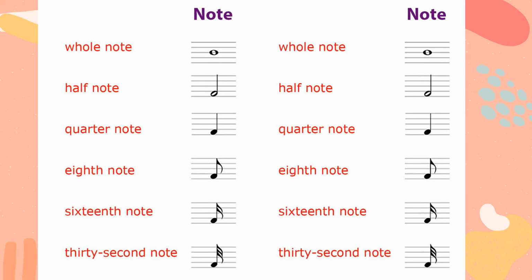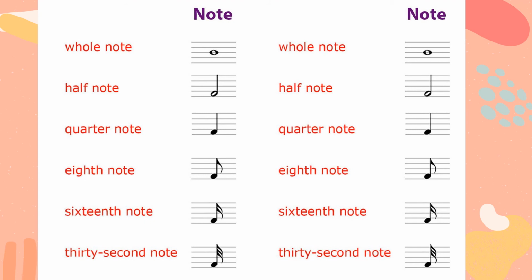So, again, we have the whole note. The whole note has no stem and no flag. So, only the head note. It looks like a zero. That is a whole note. Next, we have the half note.